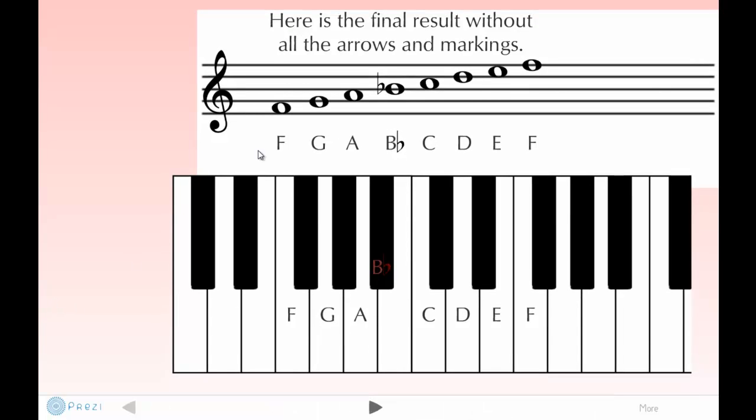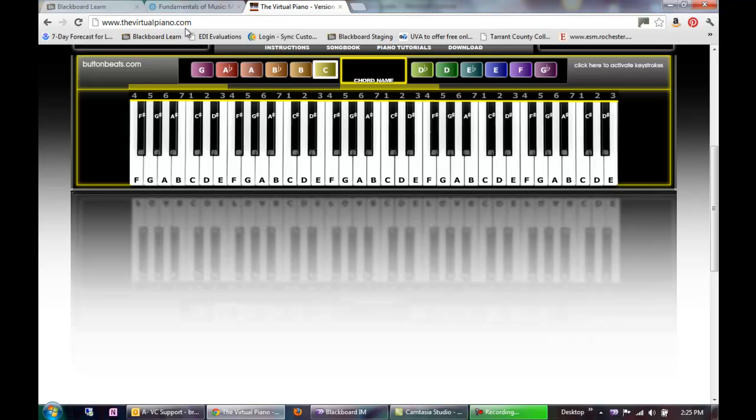Here's the final result: F, G, A, B flat, C, D, E, F. So here I have pulled up a keyboard so that we can look at the F scale. What I'm going to do first is play it without the flat, and then I'll play it with our adjustment of the flat so you can see why that was necessary.